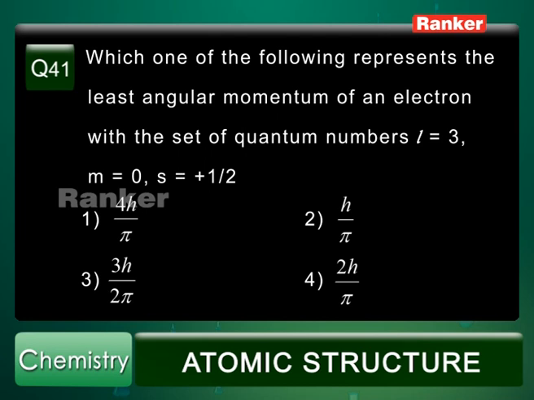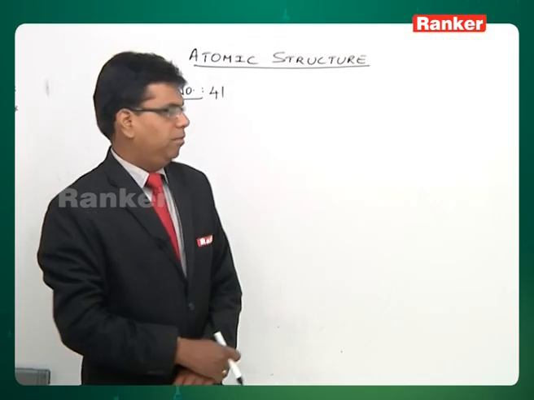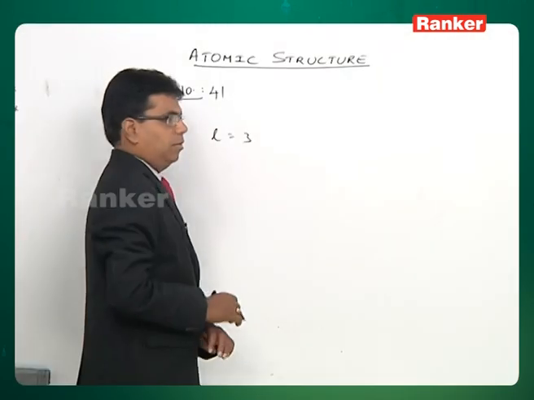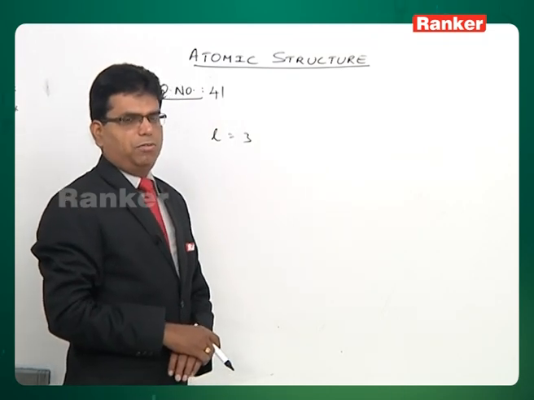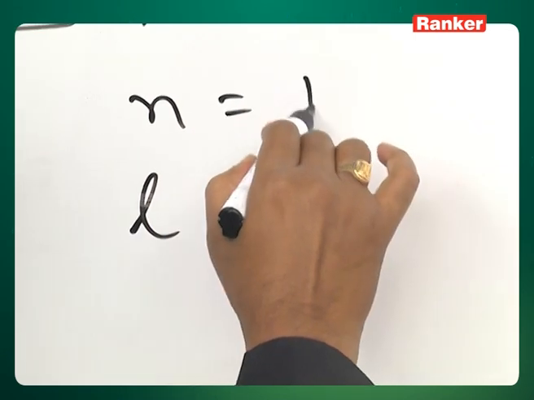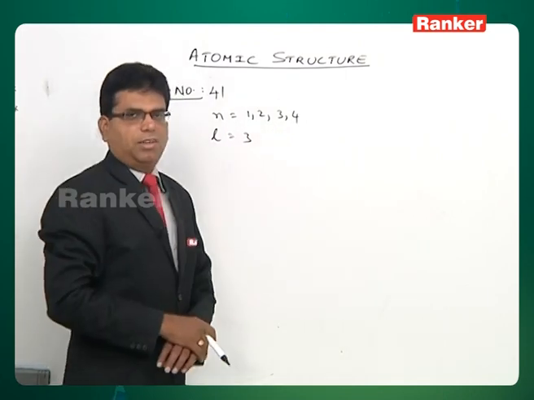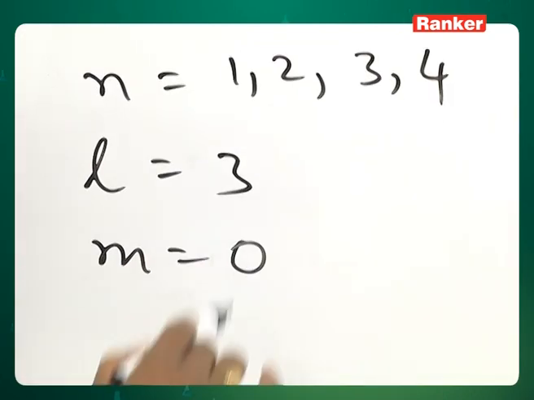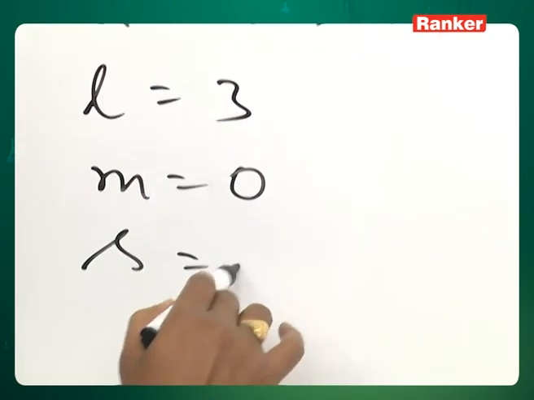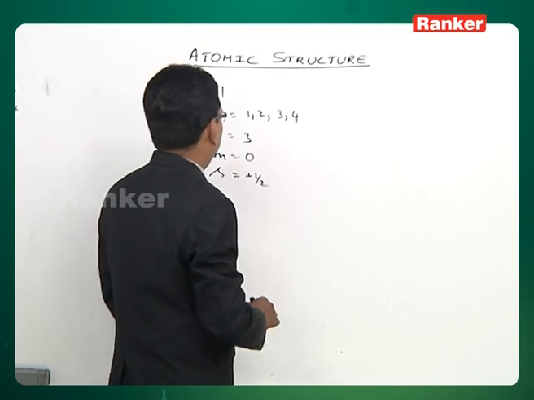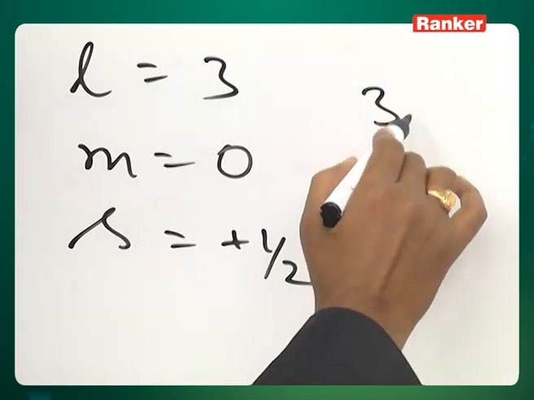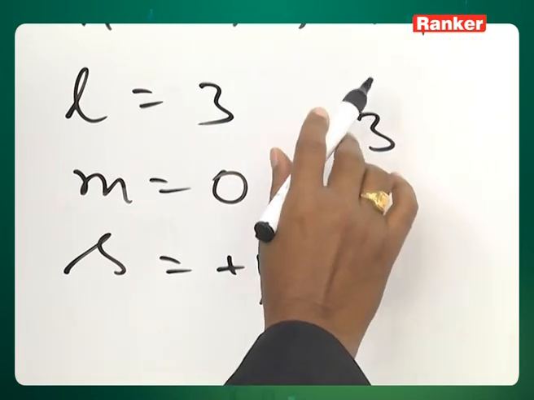Which one of the following represents the least angular momentum of an electron with the set of quantum numbers l equal to 3, m equal to 0 and s is equal to plus half. So this is when l is equal to 3, then the possible values of n you can have are 1, 2, 3, 4, etc. Then l is having a value of 3 and m is having a value of 0, right? And s is having a value of plus half. So the electron is in the l is equal to 3 means it must be 4f.